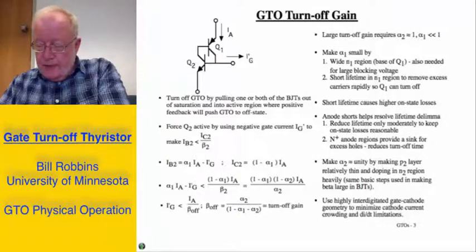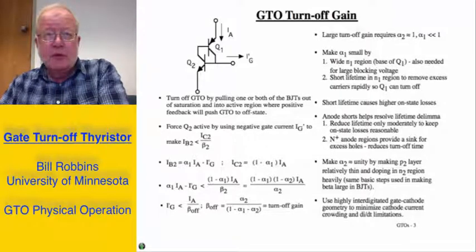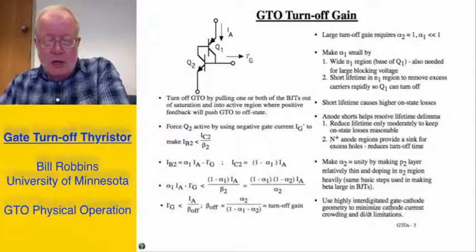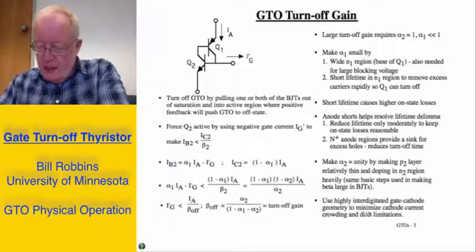In order to turn off the GTO, we have to pull one or both of these transistors out of saturation and into the active region. Once we get them pulled into the active region, we know that's an unstable region of operation, and the disturbance that initiated pushing the devices into the active region, because of the instability there, the devices will then turn themselves into cutoff and thus turn off the GTO.